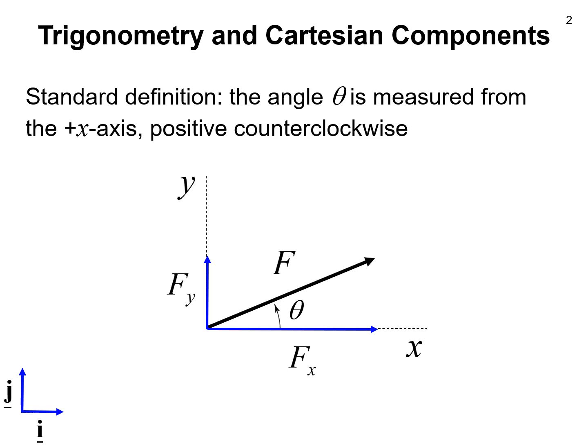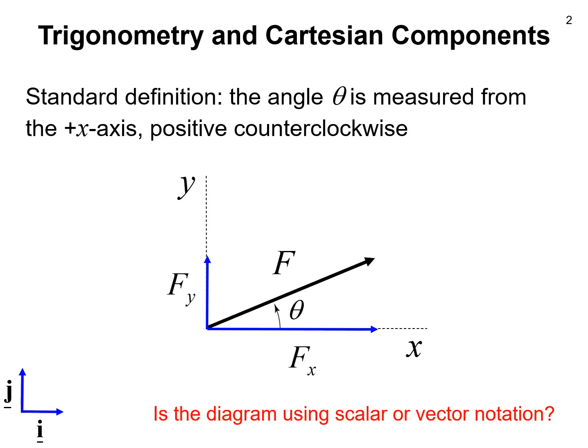And also notice that in the lower left hand corner we have the i and j unit vectors as a reference. I will ask you to think about the previous lesson. Do you think that this diagram is using the scalar or vector notation for the labels?